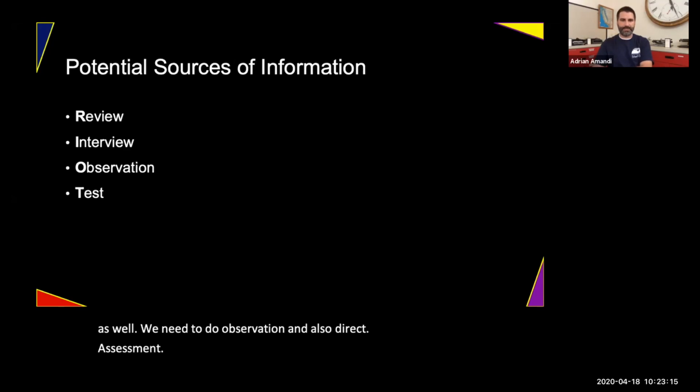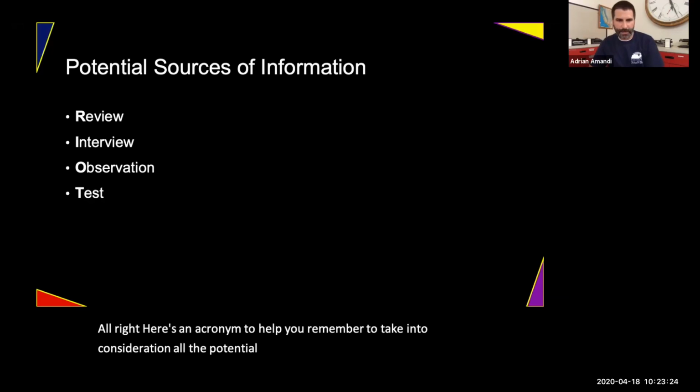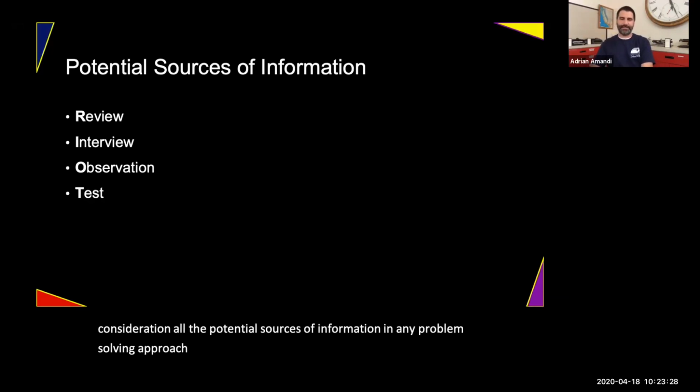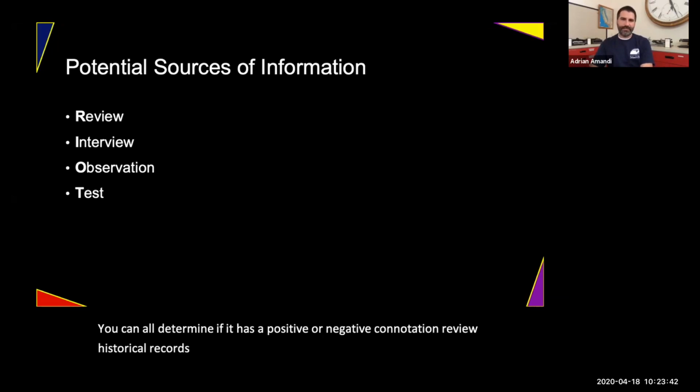All right, next slide. All right, here's an acronym to help you remember to take into consideration all the potential sources of information in any problem-solving approach. RIOT, if I can spell it right, because it's a riot to complete. You can all determine if riot has a positive or negative connotation. All right, review historical records and products, interview key stakeholders.